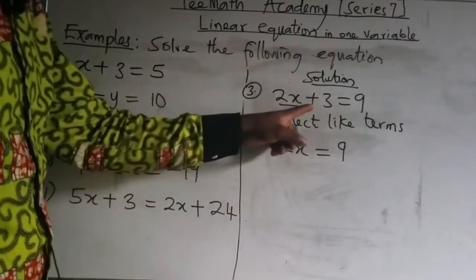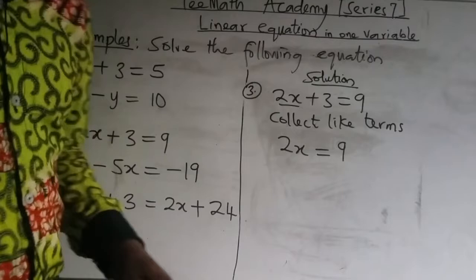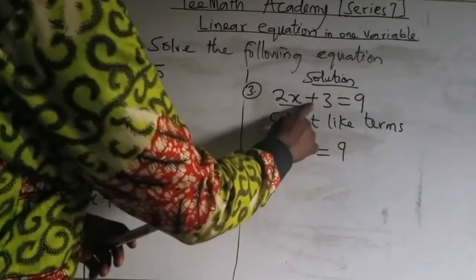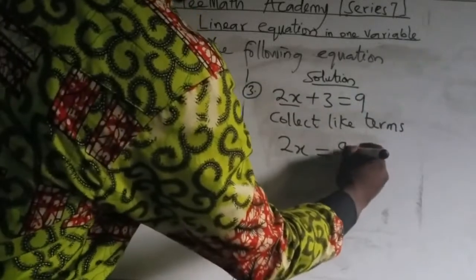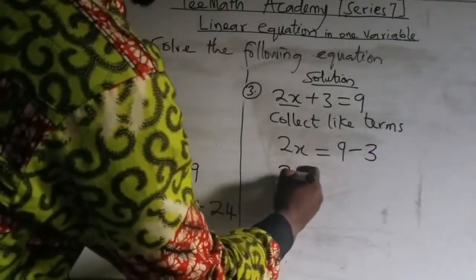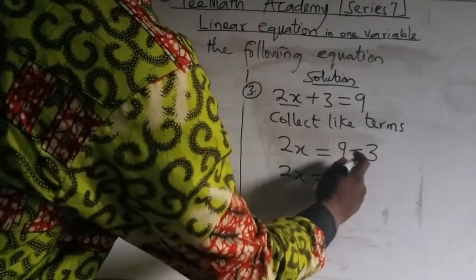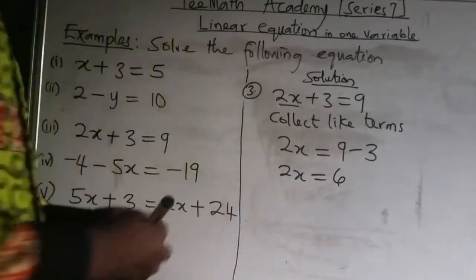The sign of the 3 is positive, and I told us that when it is going to the other side, the sign must change to the opposite. So this is plus, going there becomes minus 3. So you continue, 2x equals to what? But 5 minus 3 is what? Is 2. But this is not the answer.